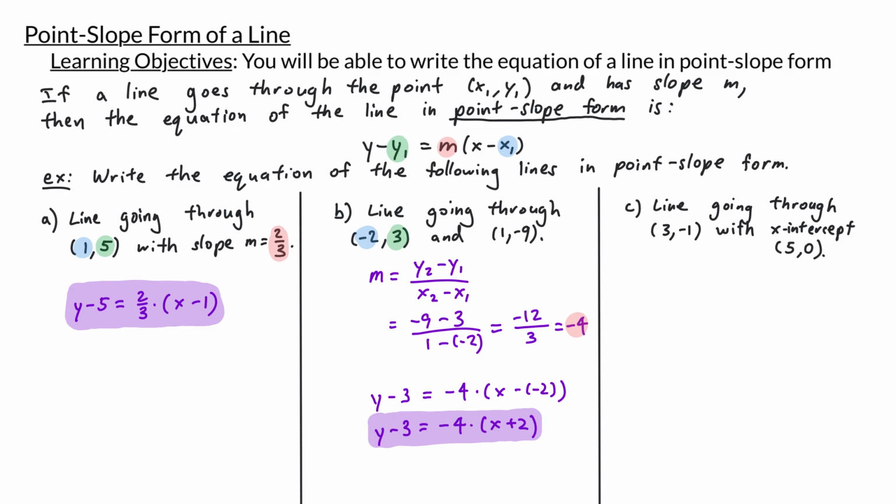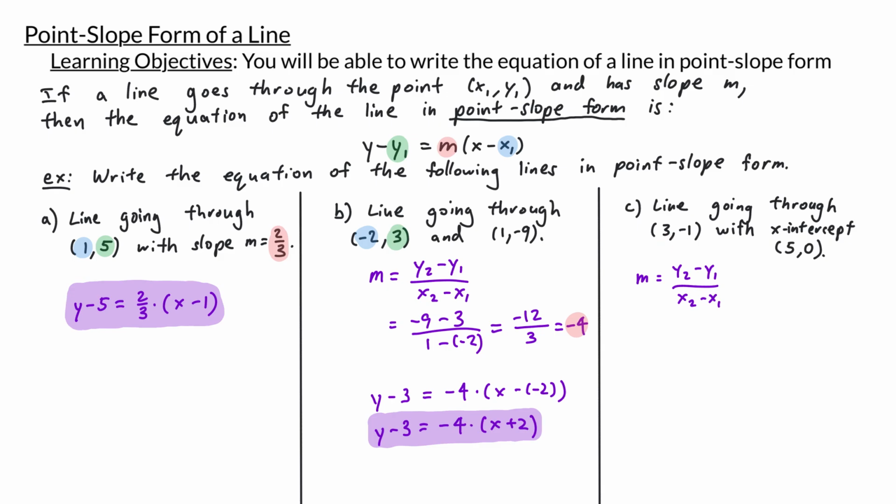In our last example, we have a line that goes through the point (3, -1) with x-intercept (5, 0). Even though this problem is phrased a little bit differently than our previous example, it's essentially the same. We are given 2 points on our line, and we want to figure out the equation of the line. Now, in general, we need a point and a slope to write down the equation. We're given 2 points, so if we want to find the slope, we need to use the slope formula. m equals (y2 minus y1) divided by (x2 minus x1).